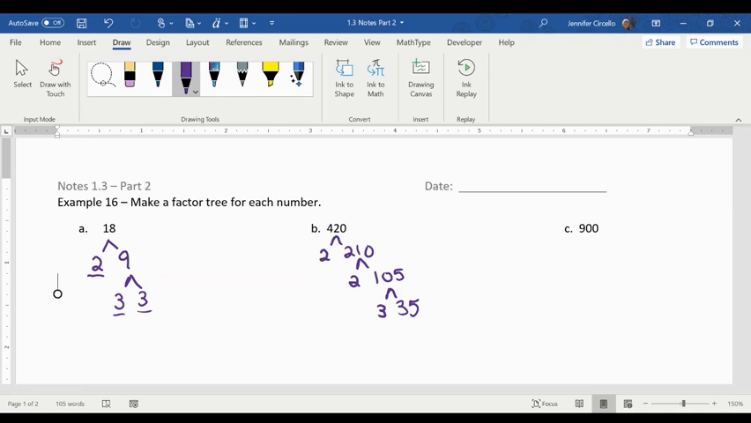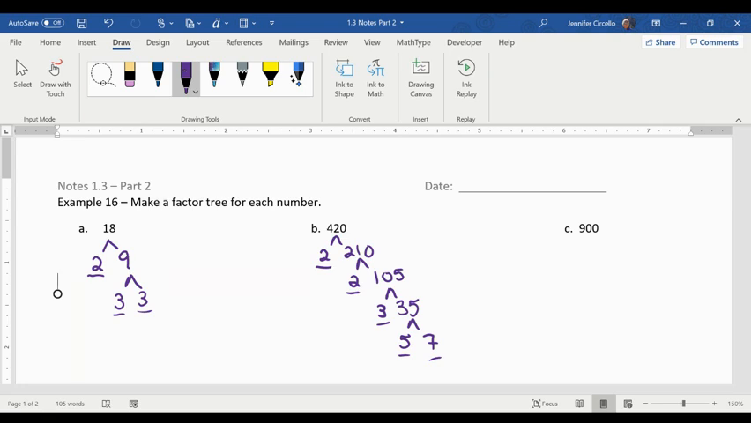Okay, so now I have 2, 2, 3. 35 is what I want to break up. It's not divisible by 2. It's not divisible by 3. So the next prime number is 5. And 35 divided by 5 is 7. So the prime factorization of 420 is 2 times 2 times 3 times 5 times 7. If you multiplied all of those numbers, they would multiply up to 420. These are like the leaves of your factor tree.